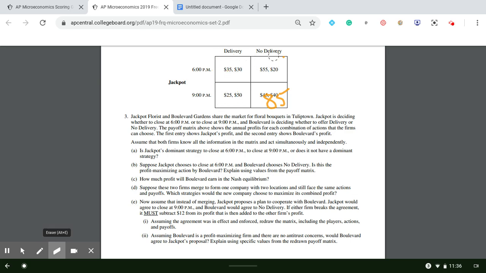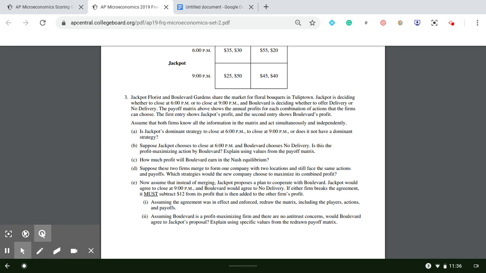So actually the best is this 9 p.m. and no delivery option. We get $85. So that's what they would choose if they combined. So they'd choose no delivery and they would choose 9 p.m. to close.